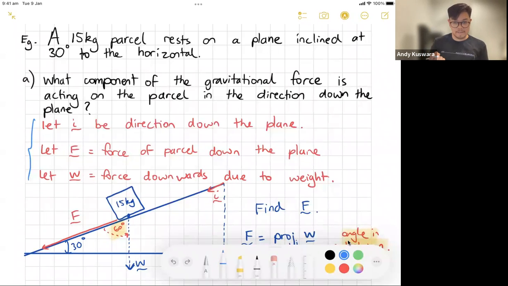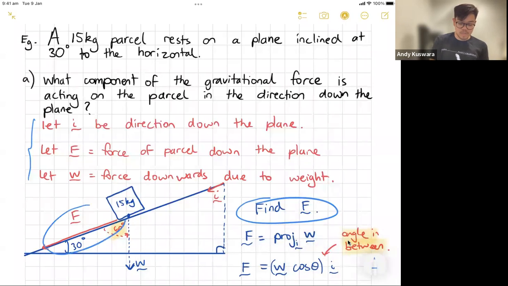Now, the first part of the question is: what component of the gravitational force is acting on the parcel in the direction down the plane? So in other words, I'm trying to find that F here. I'm trying to find that component of the gravitational force in the direction down the plane.